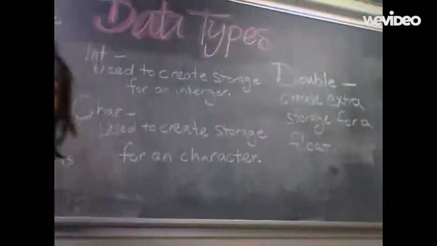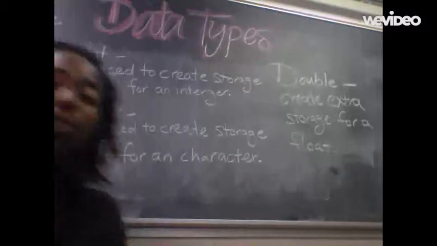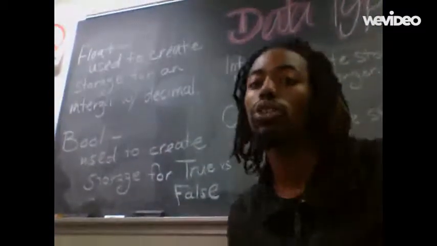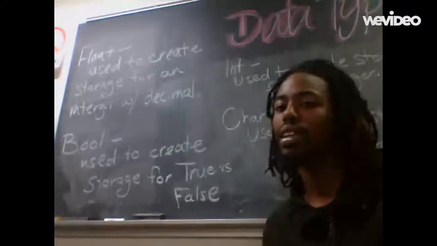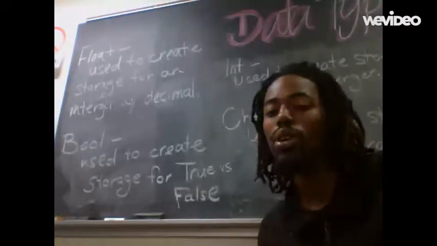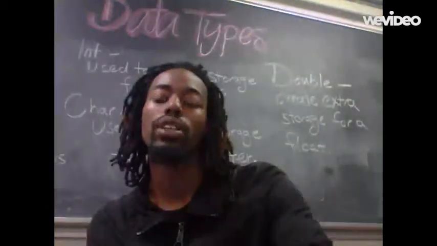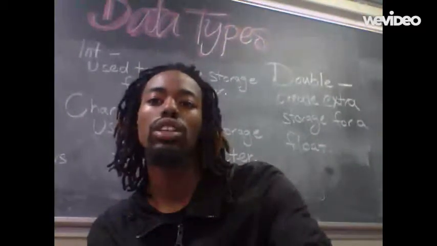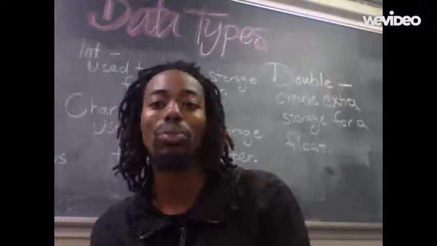A double is used to create extra space, extra storage for a float. Now you may be wondering, what is a float? Float is on the other side. Let's switch over here. Now a float is used to create storage for an integer with a decimal place. That's possibly like 3.14, 0.00, or whatever, and so on. So let's go back to what a double is. A double is just increased storage for a float, just for any type of decimal number.